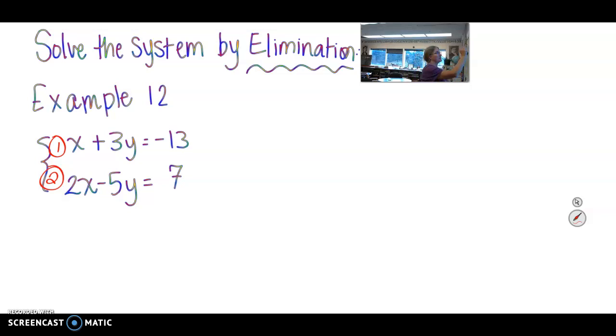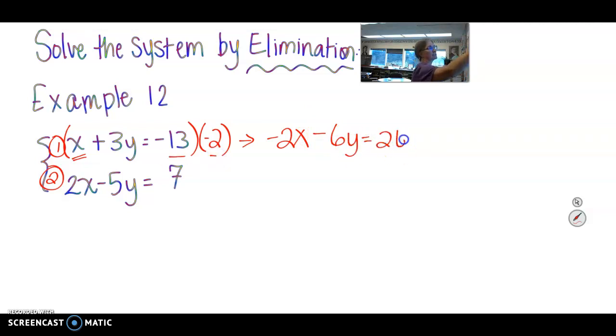Now I have a 1x and a 2x. I have a 3y and a negative 5y. It's going to be easier to get my x's to be exactly the opposite. I need this top x value to be a negative 2x. So I'm going to multiply across the whole thing by negative 2. So then I get x times negative 2 is negative 2x plus 3 times negative 2 is negative 6, or minus 6y. And then negative 13 times the negative 2 is positive 26.